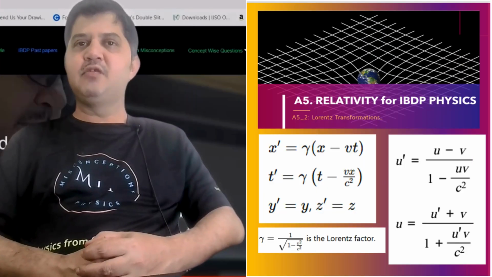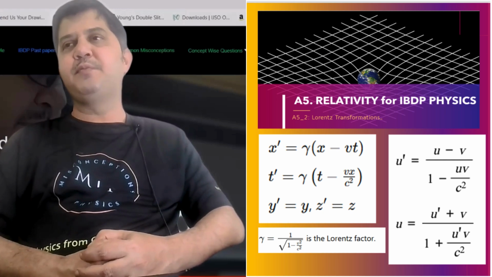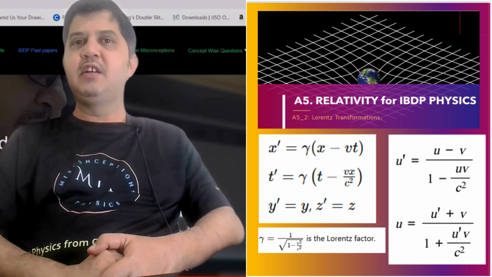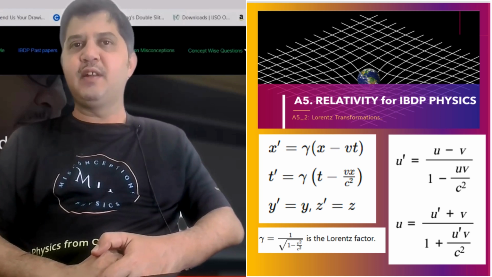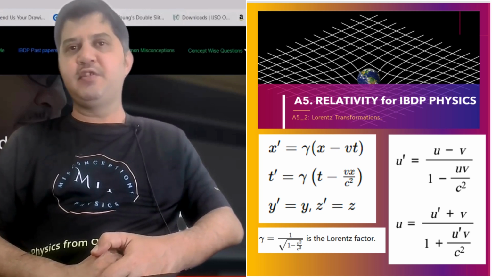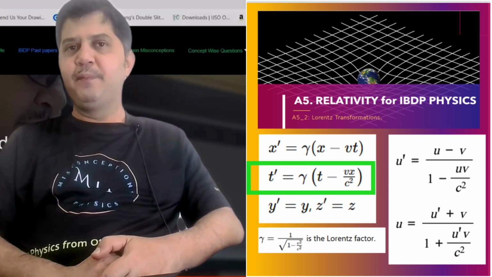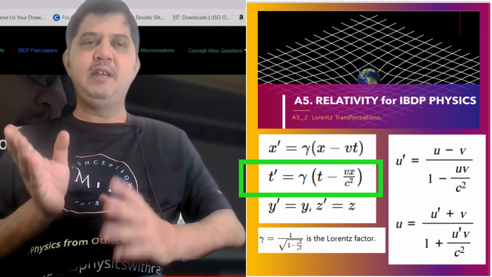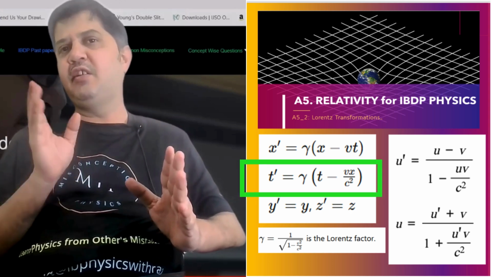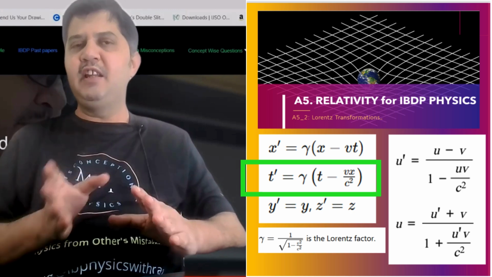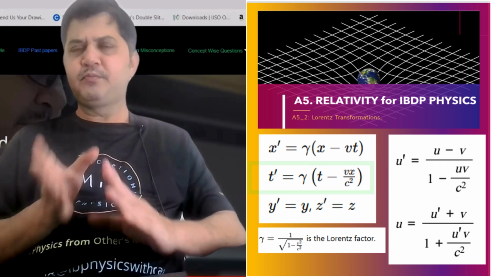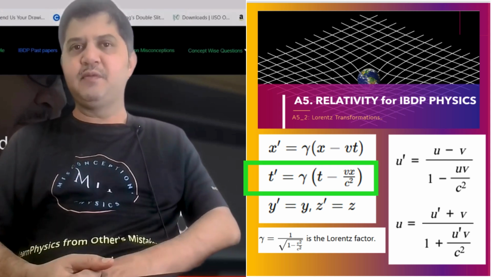But this Galilean transformation will fail when the speed of the object is much larger. As a result, we derived one more set of transformation equations known as the Lorentz transformation equations. This again tells you the position and the time coordinates. The difference between the Galilean and the Lorentz transformation is that in the Galilean transformation, only the space coordinate varies, but here the time coordinate also varies. That's what we have seen.